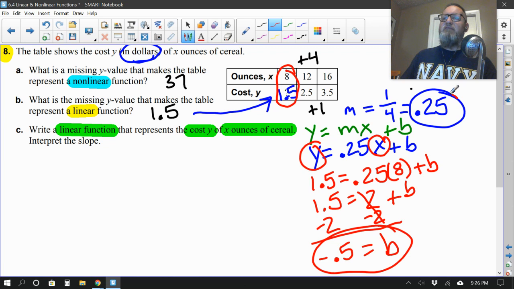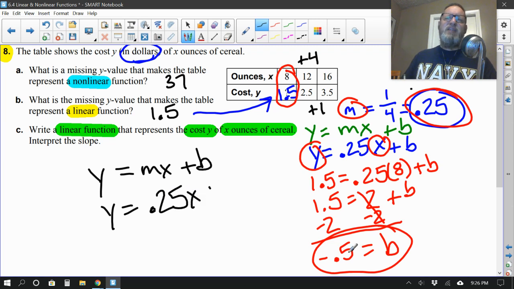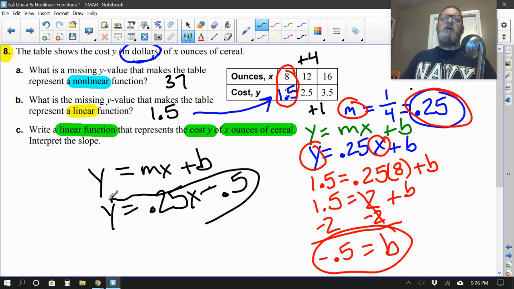Okay, so I've got my b value. Up here I have my m value, and I can put all that together and get my equation. In y equals mx plus b format, this is called slope-intercept, you would have y equals 0.25x. Now this is negative 0.5, so I'm just going to write that as minus 0.5. And there we go. That would be the equation for this situation with the price for cereal.